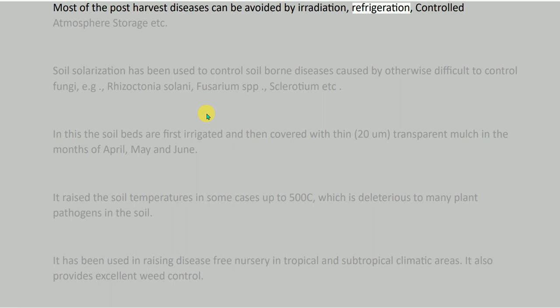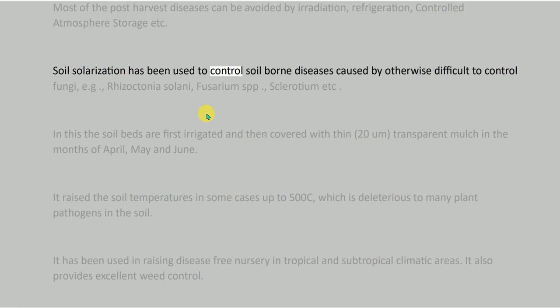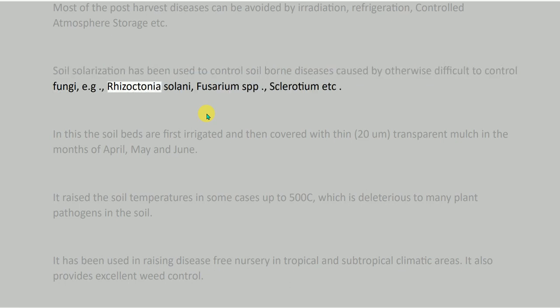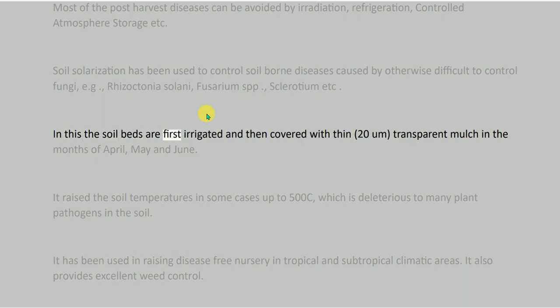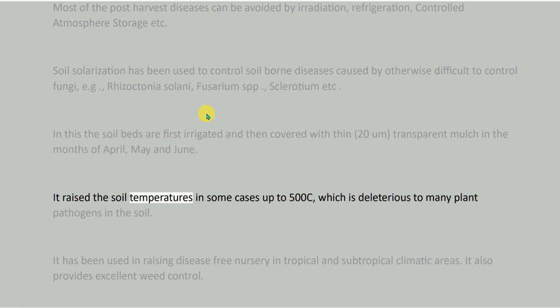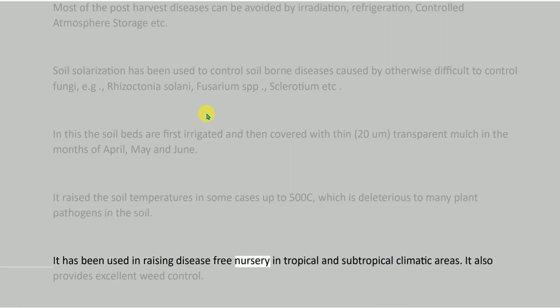Soil solarization has been used to control soil-borne diseases caused by otherwise difficult to control fungi, e.g., Rhizoctonia solani, Fusarium spp, Sclerotium etc. In this, the soil beds are first irrigated and then covered with thin, transparent mulch in the months of April, May and June. It raised the soil temperatures in some cases up to 50°C, which is deleterious to many plant pathogens in the soil. It has been used in raising disease-free nursery in tropical and subtropical climatic areas. It also provides excellent weed control.